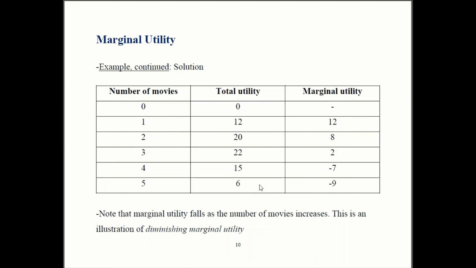So as you watch more and more movies, the marginal utility starts going down. Now total utility at first keeps going up, but it goes up at a slower and slower rate. You gain 12 utils from that first movie, but then the gain gets to be smaller, just 8 utils with the second movie. With the third movie, you've only gained 2 utils, and by the time you get to movies 4 and 5, now your utils are actually going down. They're actually in negative territory for the marginals. So this is true not just for movies, but actually it's true much more generally. We call this a law of diminishing marginal utility.